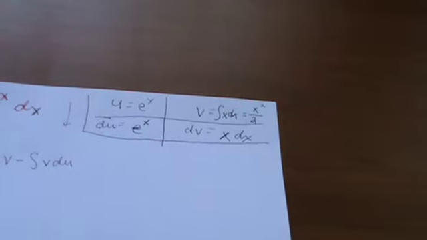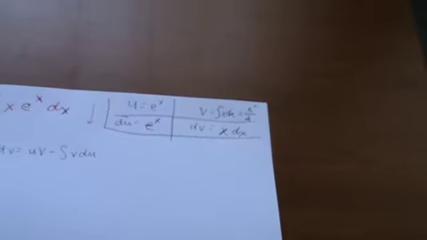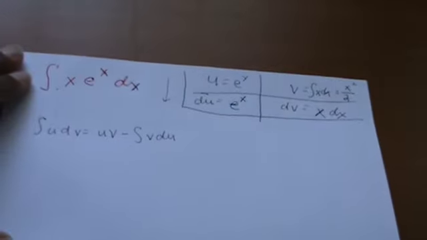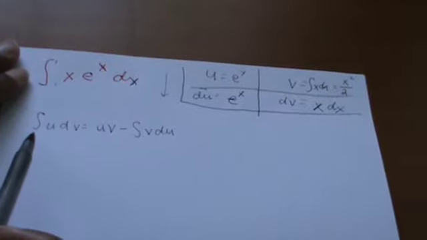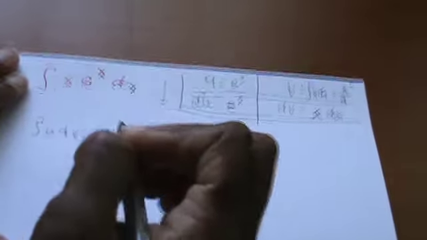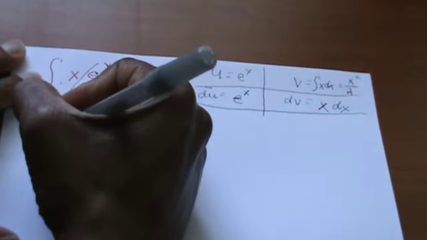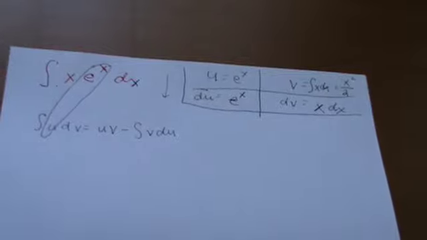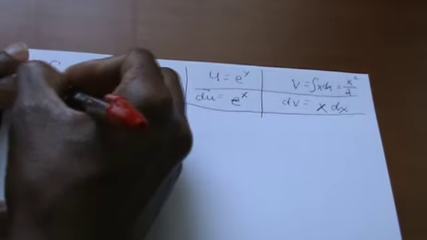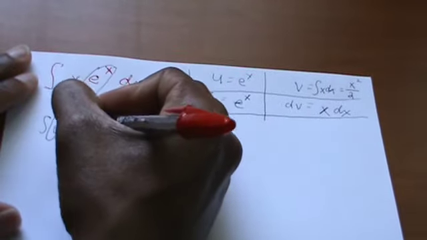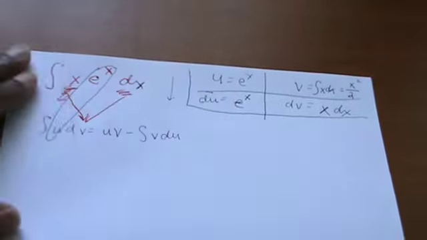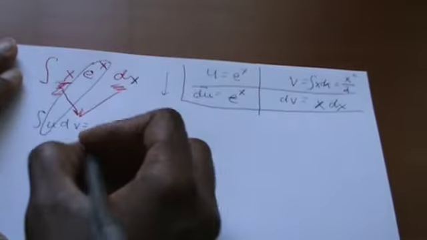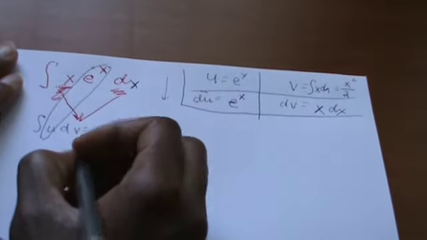Then we want to be able to combine that using the formula. So we've chosen our u. Let me be clear about what I did. That's what I made u. And then the rest of this is the dv part. So everything's accounted for.